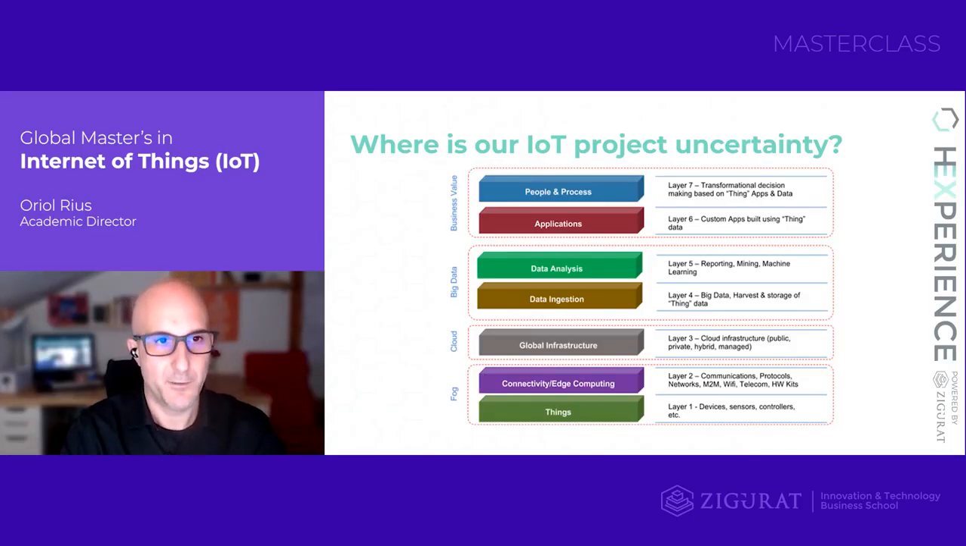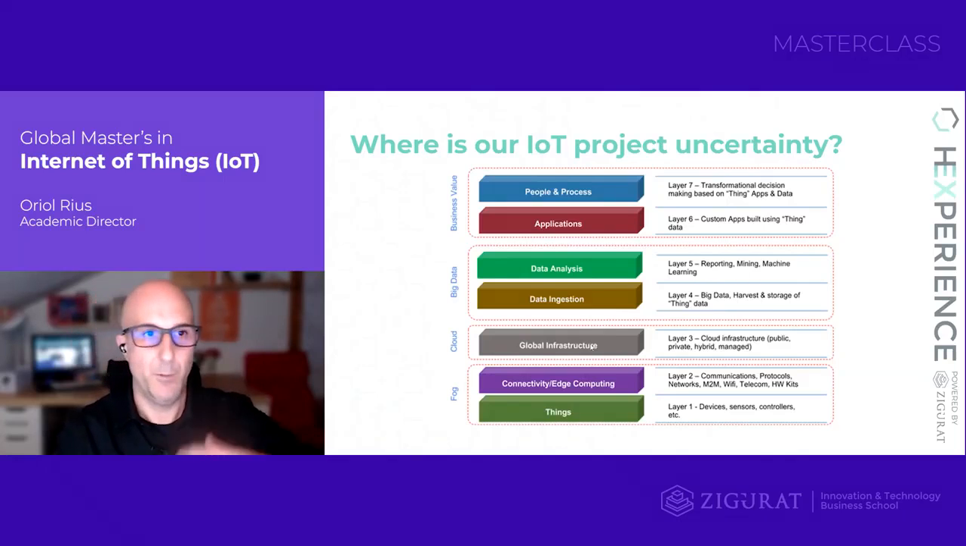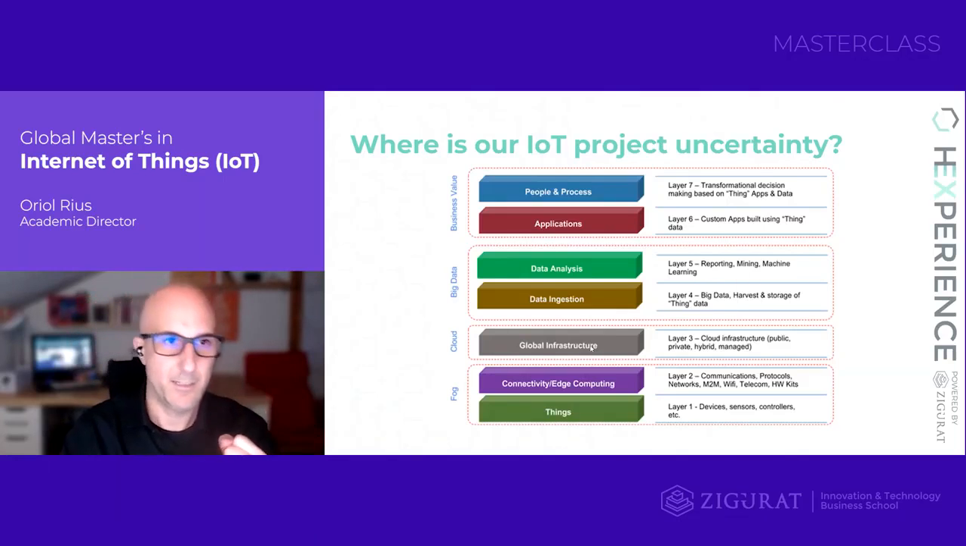Once this is solved, we jump to another layer of uncertainties, which is the cloud uncertainties. So the things are connected to a global infrastructure, but which storage are we going to use? Are we going to use a data lake? This connects that layer with the next one, which is the data ingestion. Okay, so more uncertainties. And in the next level, once we have the data here, what we have to do is analyze the data and extract the insights from the data.